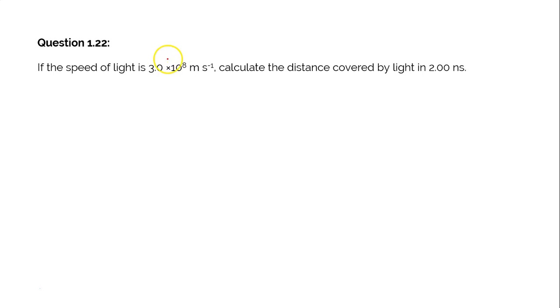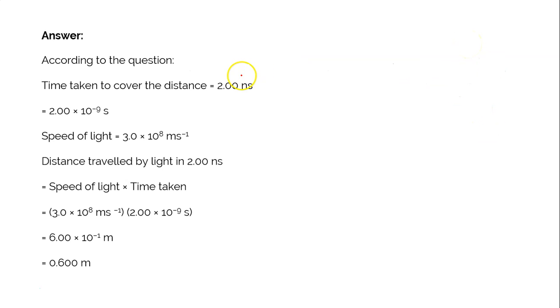If the speed of light is given, calculate the distance covered by light in 2 nanoseconds. The speed of light which has been given over here is 3.0 into 10 power 8 meters per second. You got to calculate the distance covered by light with the speed in the time 2 nanoseconds. It's a pretty simple type of question, but then the point is you got to convert nanoseconds into seconds first, fine? So now, to convert nanoseconds into seconds, you got to multiply nanoseconds into 10 to the power minus 9. So 2 nanoseconds is equal to 2 into 10 power minus 9 seconds.